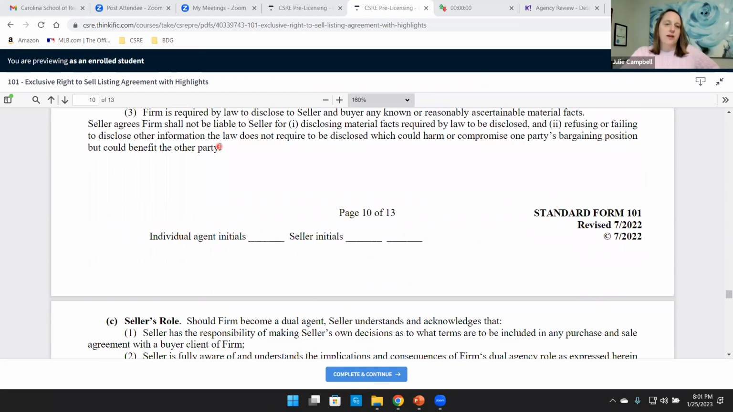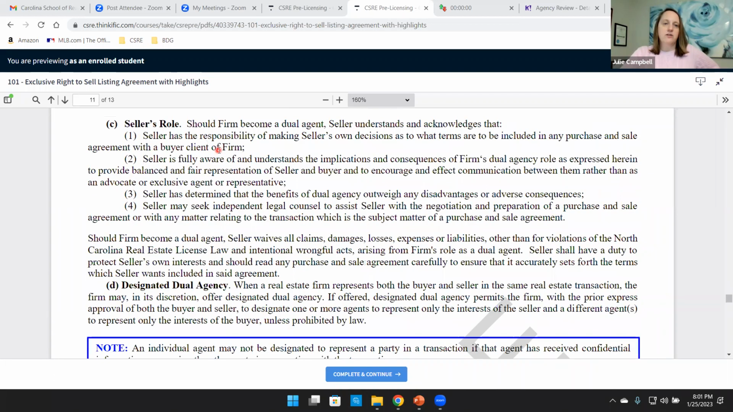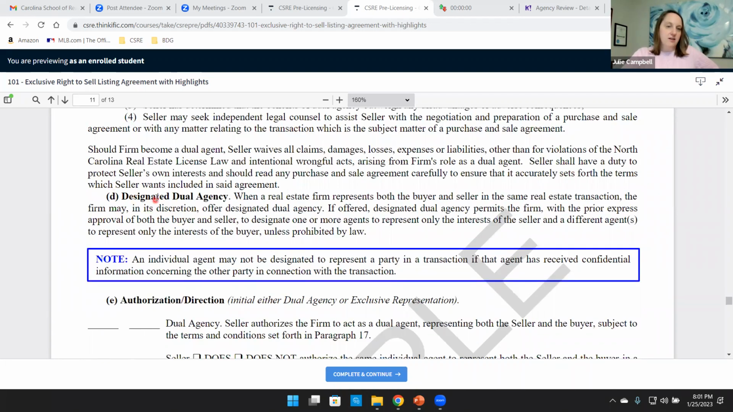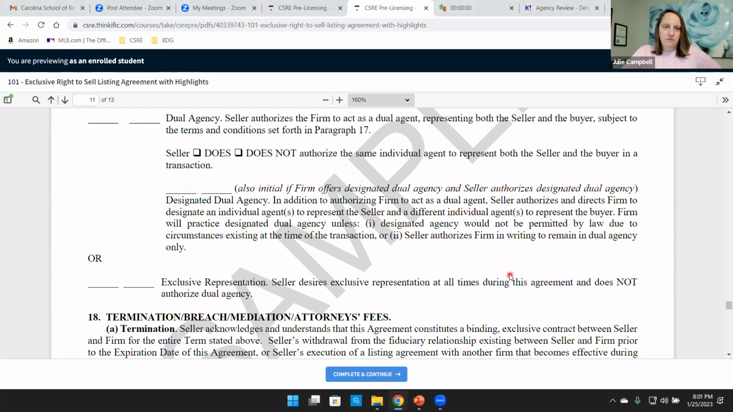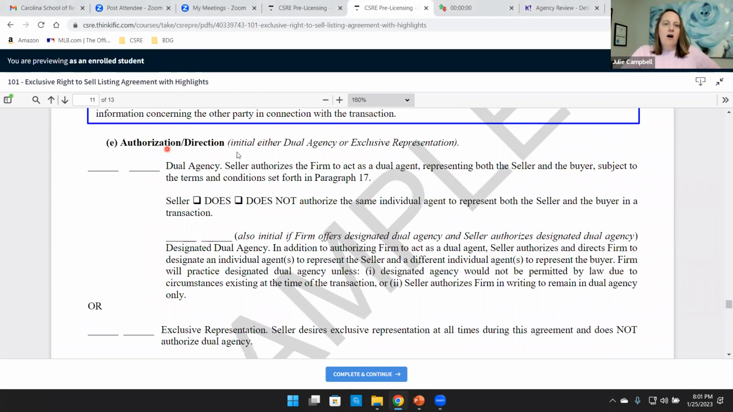Here's the role as a dual agent, the seller's role if we go into dual agency, and then it explains designated dual agency. And then we have authorization or direction for dual agency. So the seller authorizes the firm to act as a dual agent, representing both the seller and the buyer.